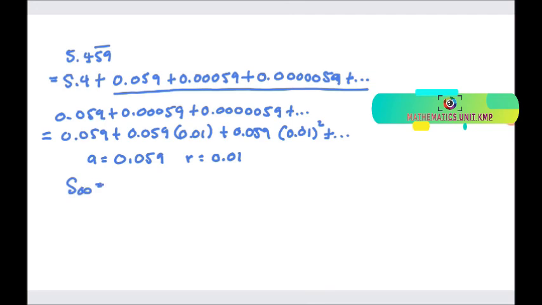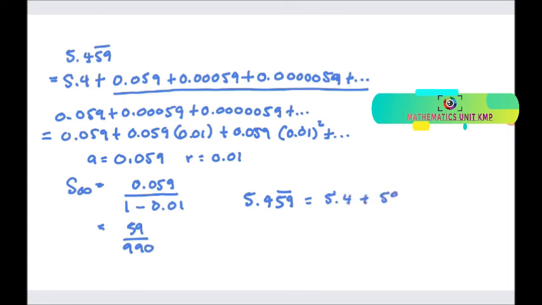So the sum to infinity is equal to 0.059 over 1 minus 0.01. So we calculate the value, and what we get here is 59 over 990. And we can get the quotient form for 5.459 equal to 5.4 plus 59 over 990. So totaling up we will get 1081 over 198.